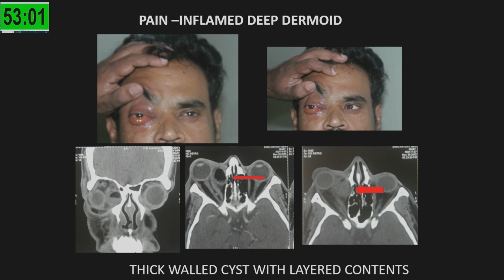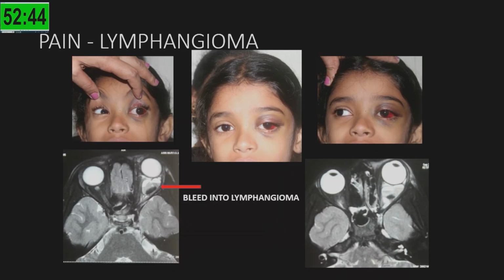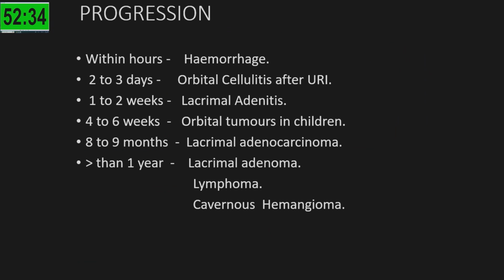Deep dermoids can occur in adults also, where you can see a swelling, a thick-walled cyst with layered contents, because the fat in the dermoid will layer down. A clue that it's long-standing is that you can see bone excavation, on the right lower CT. That is a clue that it's long-standing and it's a dermoid. In lymphangioma, if it bleeds, the patient can present with subconjunctival hemorrhage and acute onset of pain and proptosis.